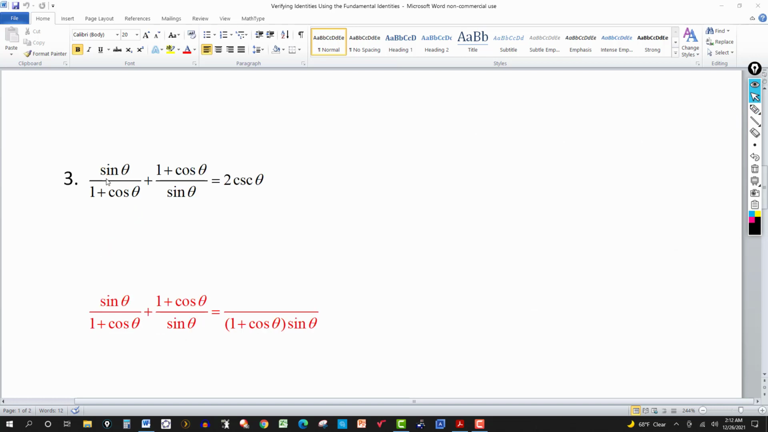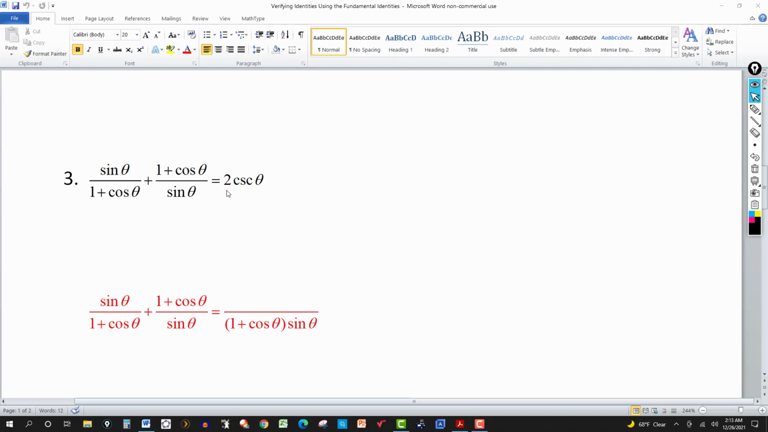Look at the next one. Sine theta over 1 plus cosine theta plus 1 plus cosine theta over sine theta is equal to 2 cosecant of theta. So we're going to try to show that the left side is equal to the right side. So in general, again, you want to pick the side that's more complicated. Because if you pick the right side, 2 cosecant theta, okay, how do we get all of this on the left side? Not that easy to go from 2 cosecant theta to what I have on the left side. So in that case, it should be obvious that I'm going to use the left side and try to simplify that down to 2 cosecant of theta.